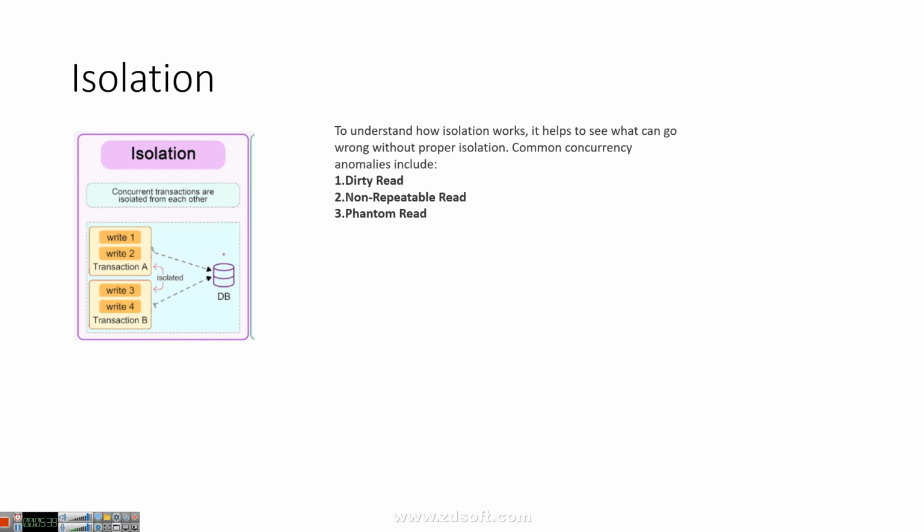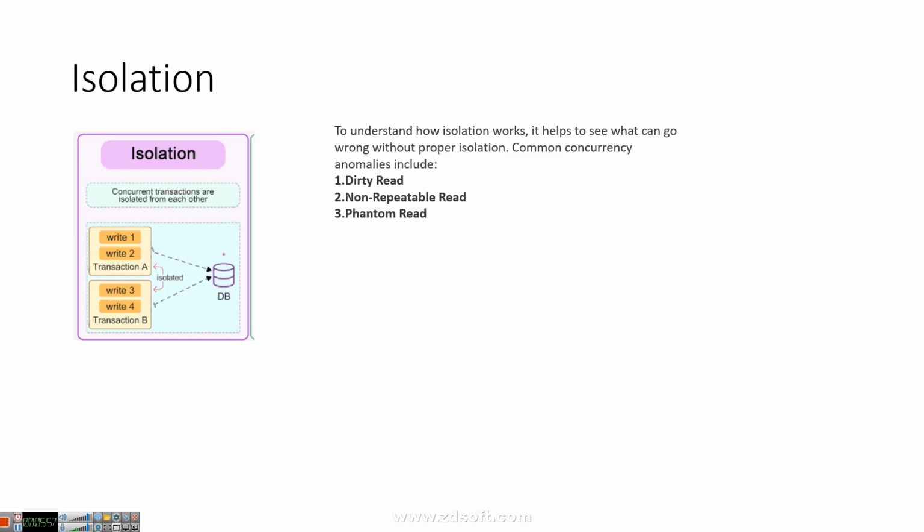Second one is non-repeatable read. Let's say transaction A reads the same rows multiple times during its execution but sees different data because another transaction is updating or deleting those rows from the database. Then it will lead to non-repeatable reads. Third one is phantom read.